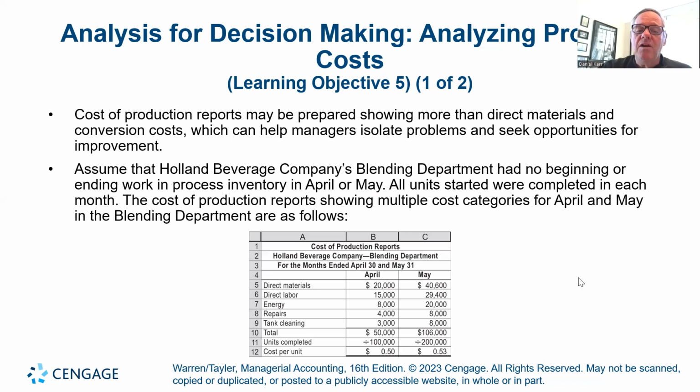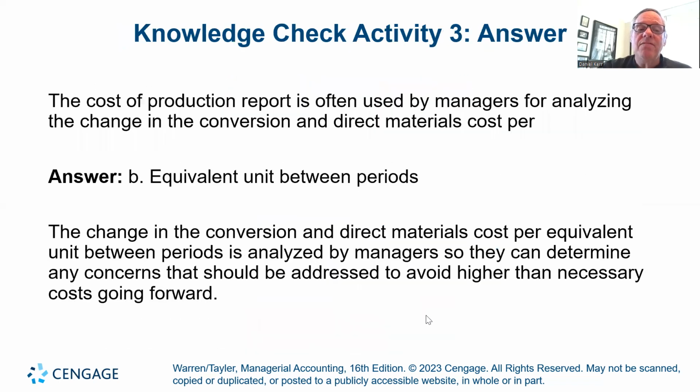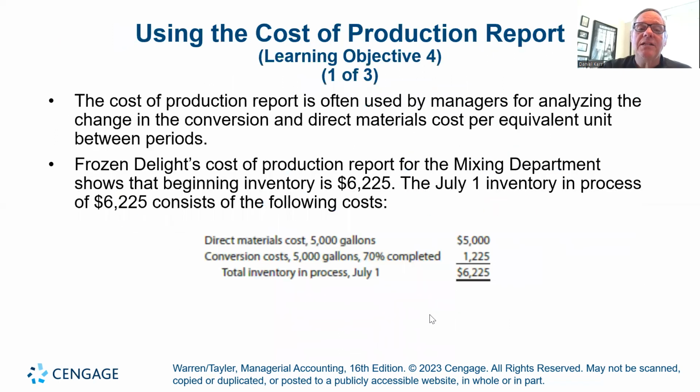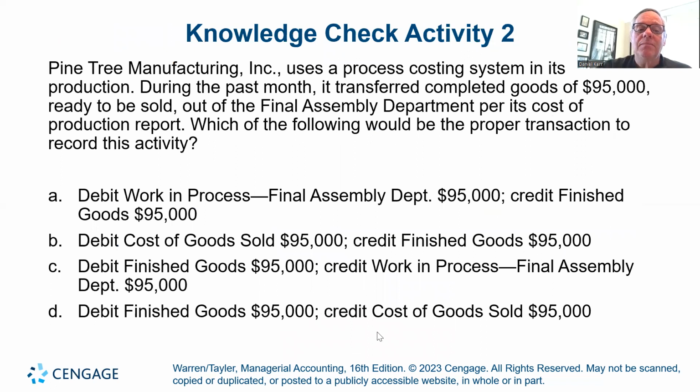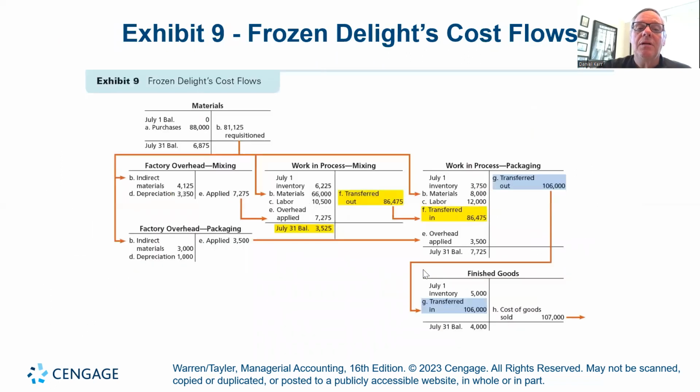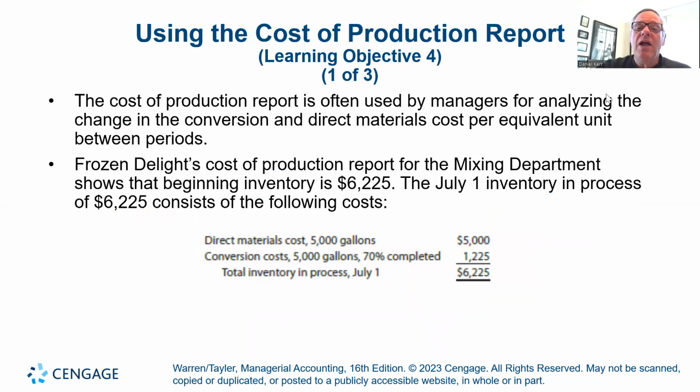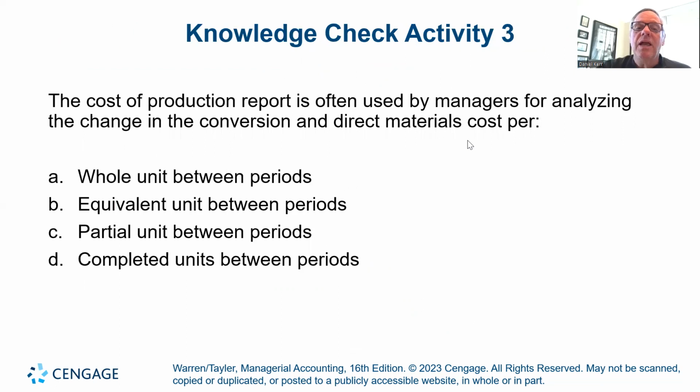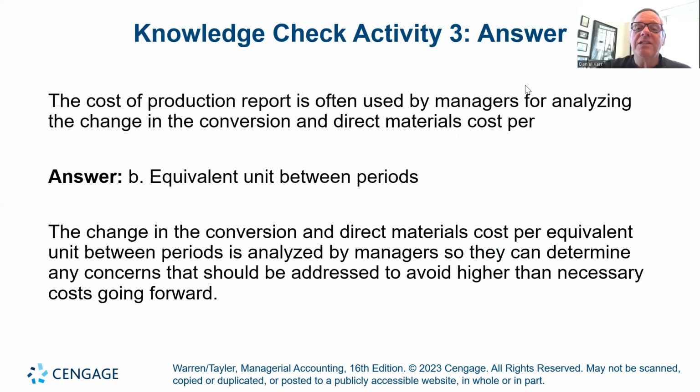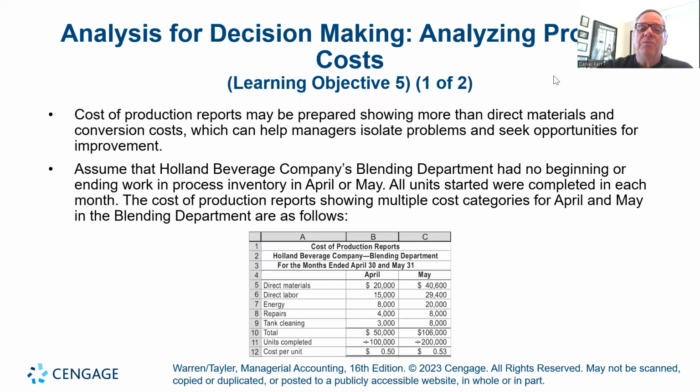The key thing to remember is that since the volumes are different, you want to take a look at the unit cost. You've got to divide the cost by the actual volume that we had. Okay, so that's it for that. You've now had the discussion about using the cost production report, and the little discussion about analyzing process costs.